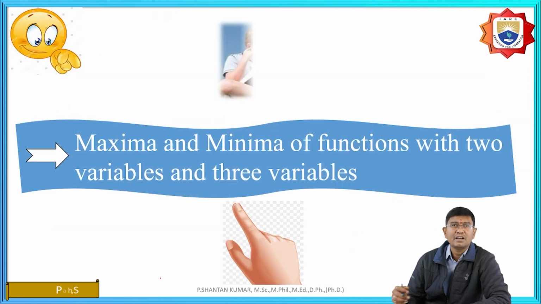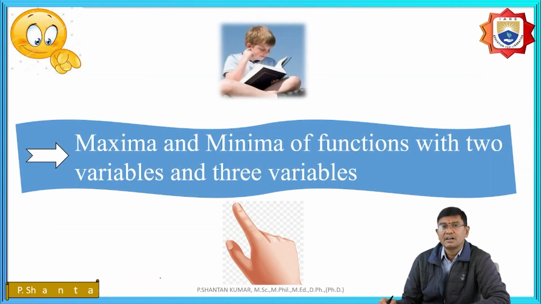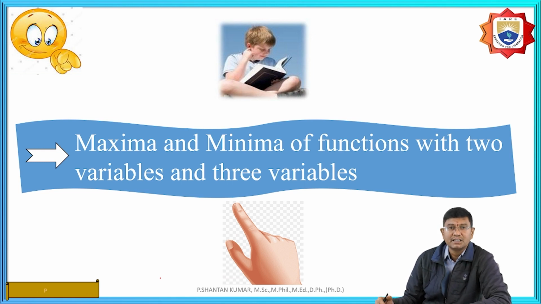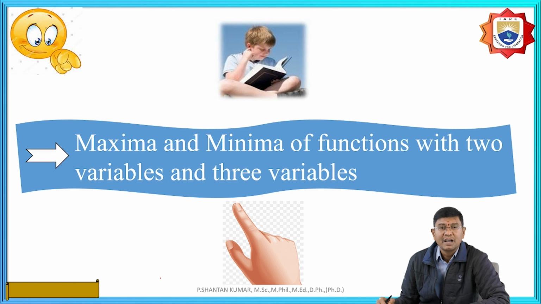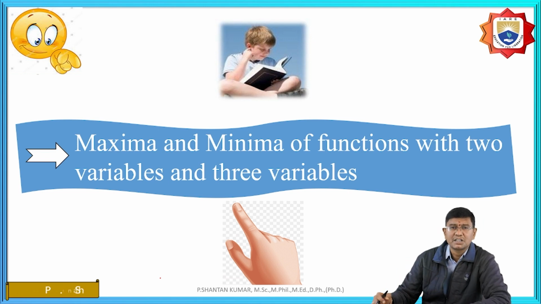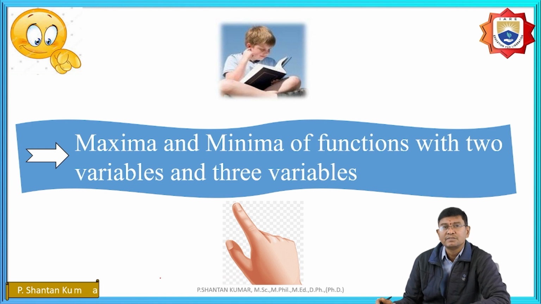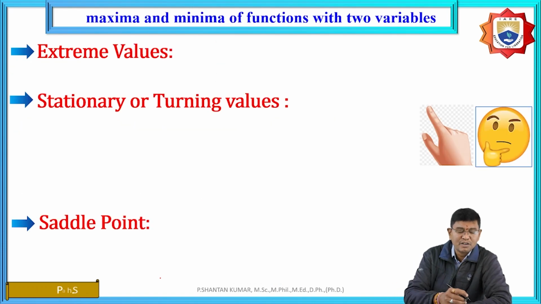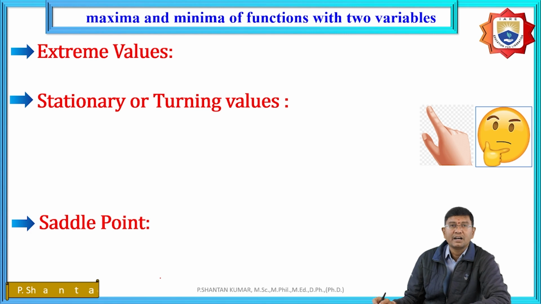Further, based upon this, we come to the maxima and minima of functions with two variables and also three variables. Here also we need to understand what conditions are required to be satisfied, how to find the solution, and what the working rule is for maxima and minima. After that, we need to discuss the continuation of the question bank, which is the important part of today's class.